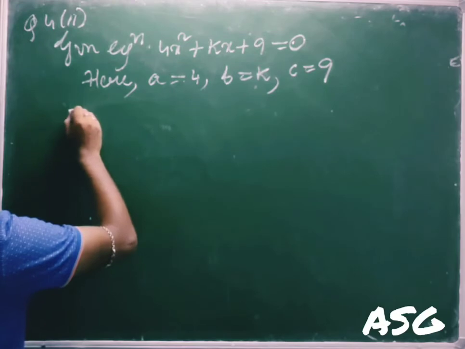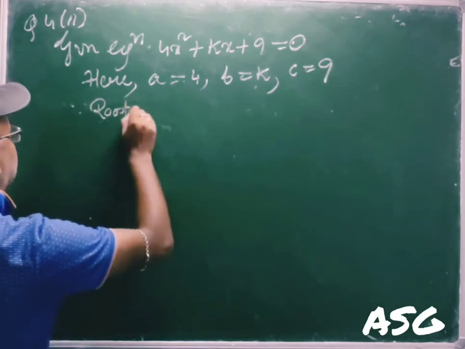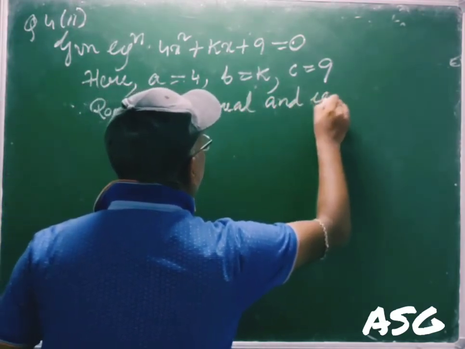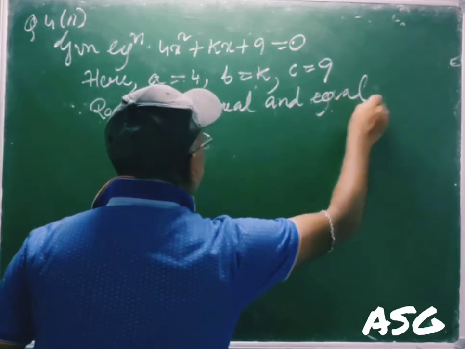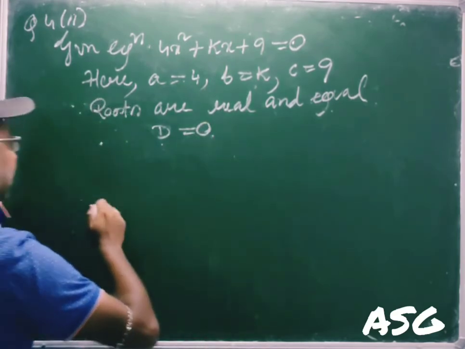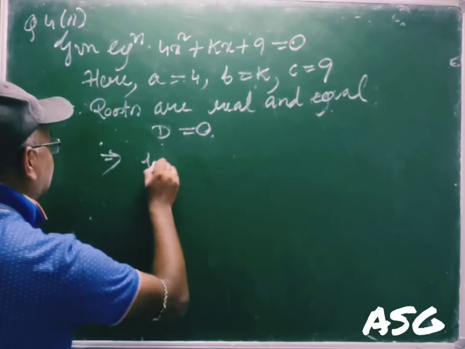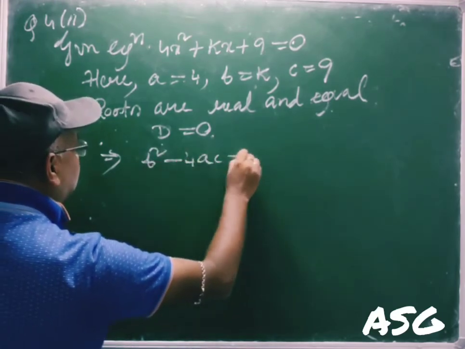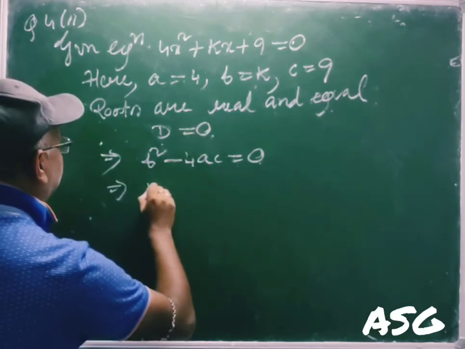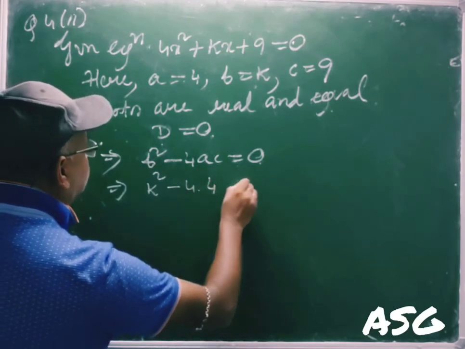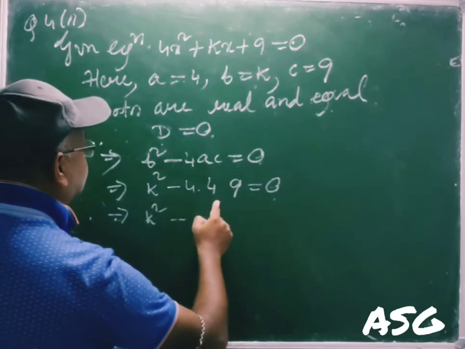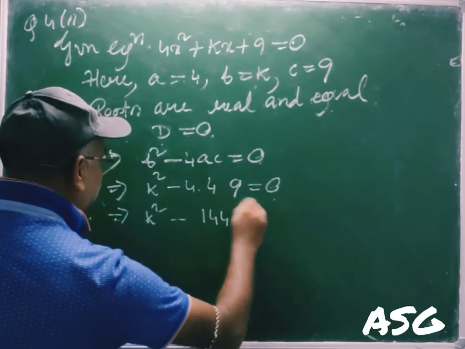In the question it is given, since roots are real and equal, therefore, d is equal to 0. From the previous condition, the condition said d is equal to 0, where d means discriminant. Formula says b square minus 4ac equal to 0. Now put the value. B square means b is k, so k square minus 4 into 9 equal to 0. So k square minus 4 4s are 16, 16 9s are 144, which is equal to 0.